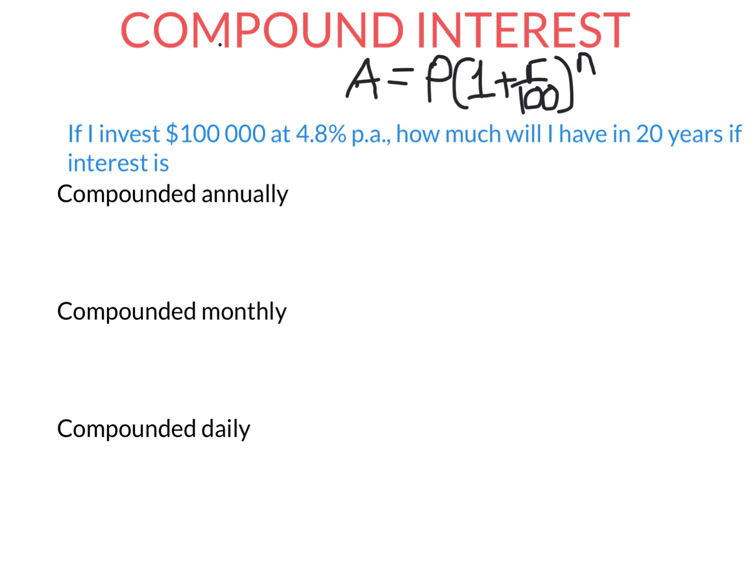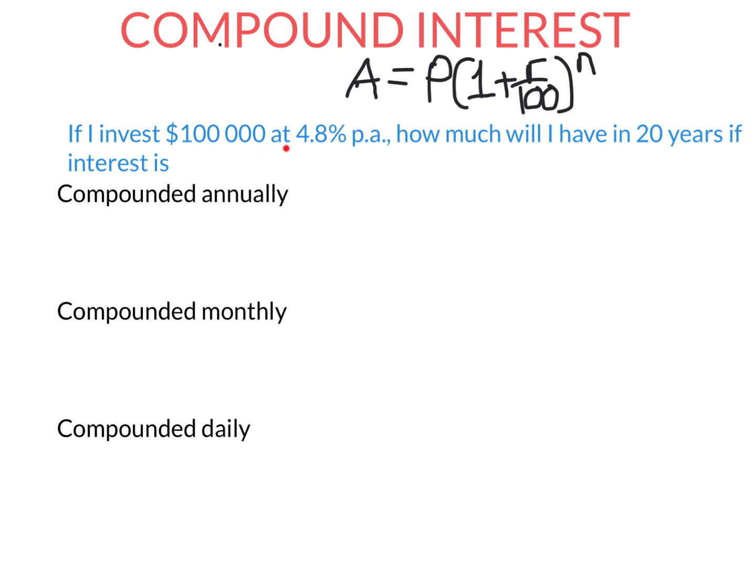Just remember, for growth, when the amount is getting bigger, we have a plus here. Other than that, the letters all mean the same thing. P means principal, the amount you start with. R is the rate per period. N is the number of periods, number of increases. And of course, we're calculating A, the amount of money you have.